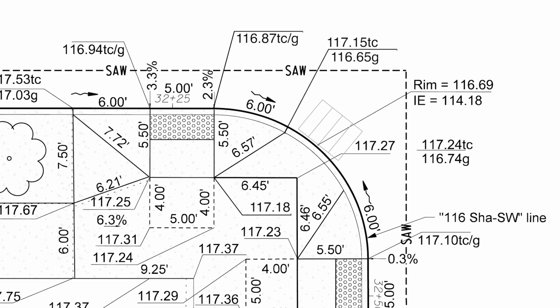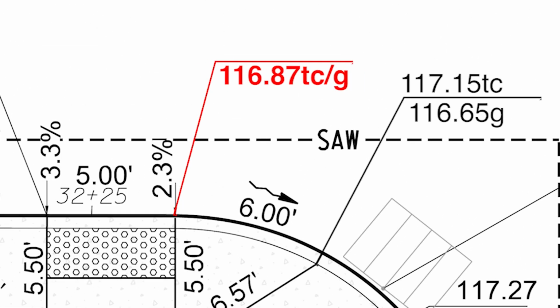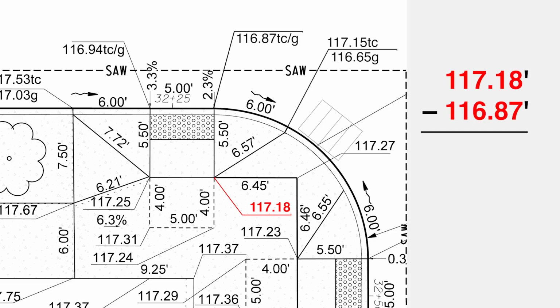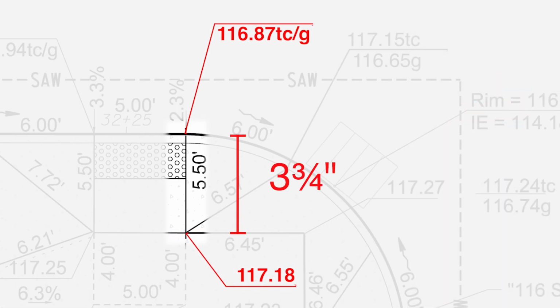The large numbers are elevations. So for example, 117.18 means this point in the finished ramp needs to be at exactly 117.18 feet elevation. This one needs to end up at 116.87 feet, and so on. But here's the real secret. Thanks to these numbers, a little math also tells you the height difference between these points. 117.18 minus 116.87 equals 0.31 of a foot, or about 3 3/4 inches. The top of this ramp needs to be 3 3/4 inches higher than the bottom of the ramp.